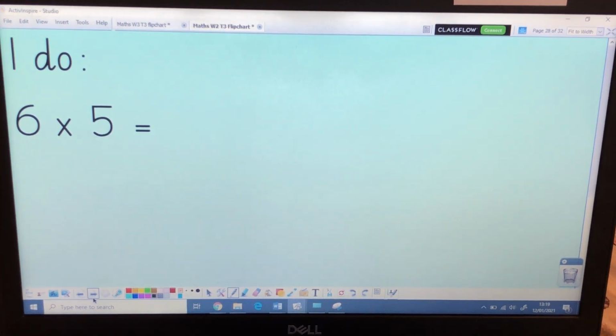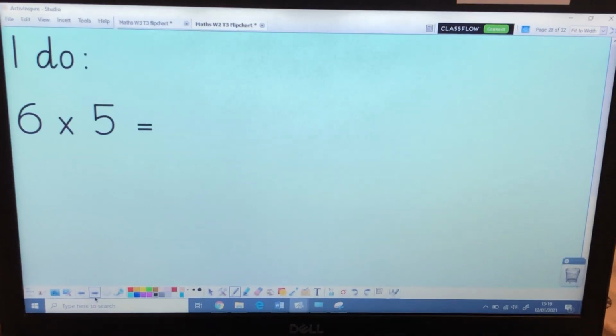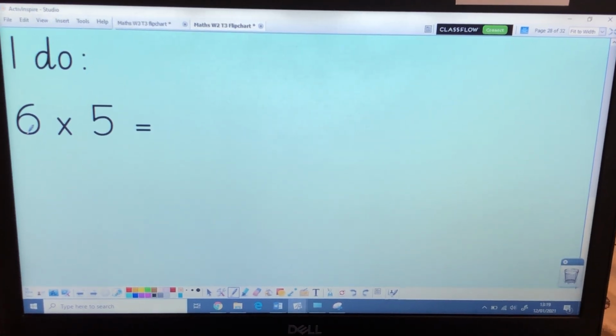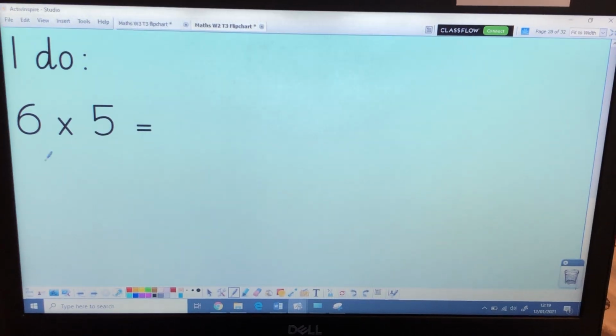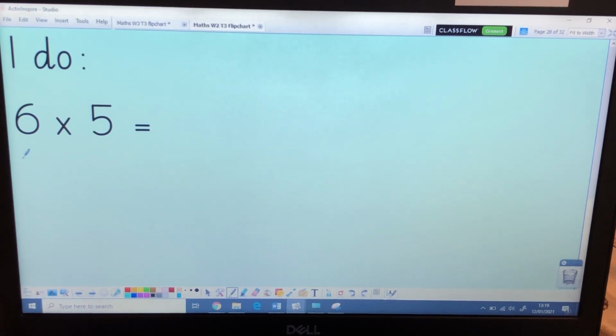Okay, so we're going to have a little practice of drawing an array now. Now you're just going to watch me have a go first, and then you're going to have a go in a second. So this is an I do. We've got 6 times 5. So the first number, remember, what does it tell us? That's right, it tells us how many groups we need. So I'm going to draw my 6 groups.